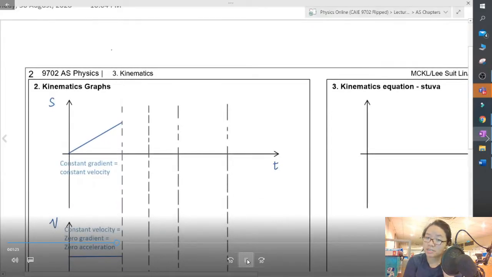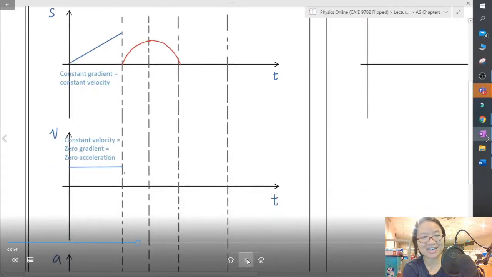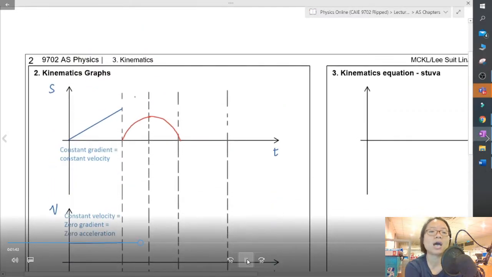But what happens if your gradient changes? For example, in this part, you draw this. If you're wondering why I'm drawing that, I changed my mind because later you might get confused. So I decided to draw a good old parabola, a negative x squared parabola. Later in this video, Miss Ellie will explain a bit more about the parabola.